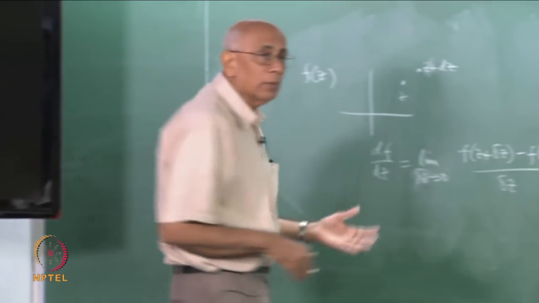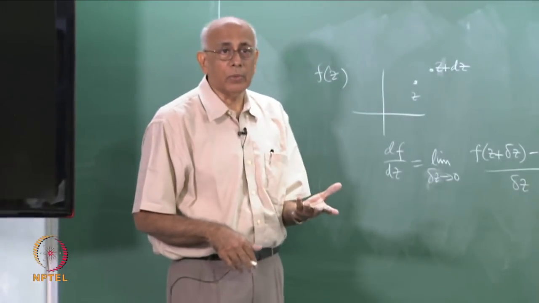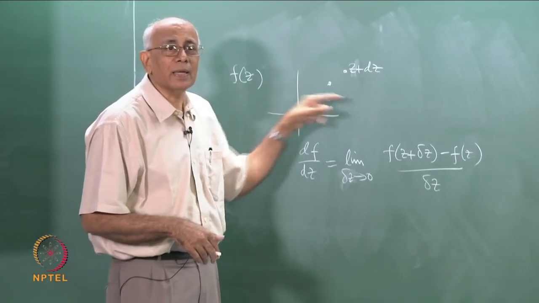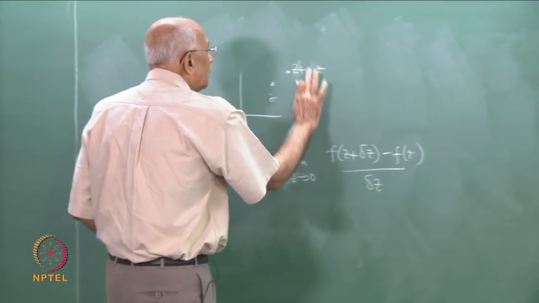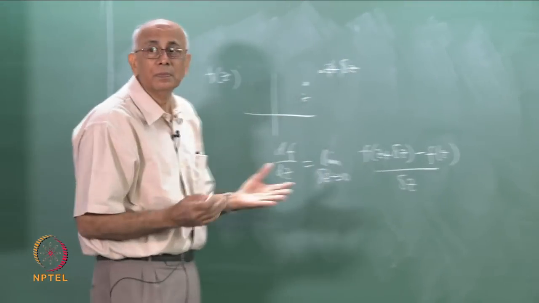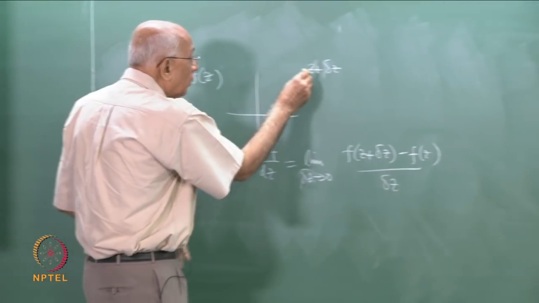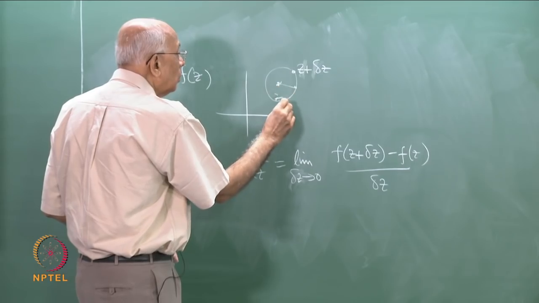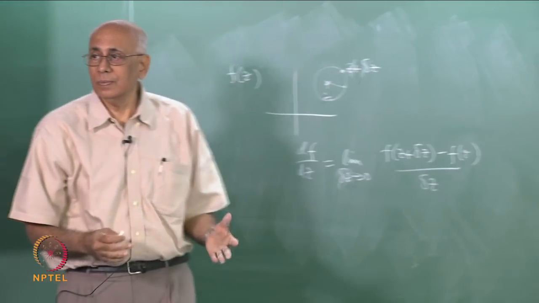Now here, however, you have a little bit of an ambiguity. In what direction should I take this delta z? Should I take the difference between these two points, or could it be anywhere on the circle and I take these two or these two? What should I do? Okay.